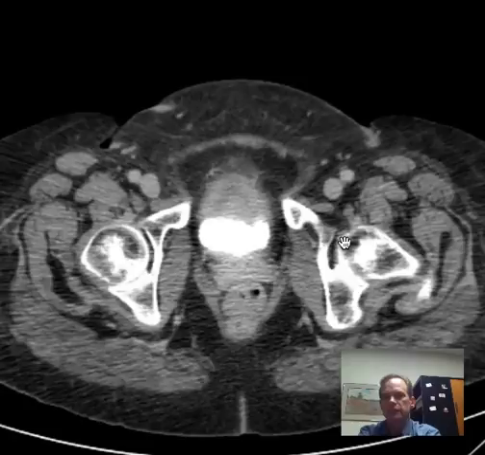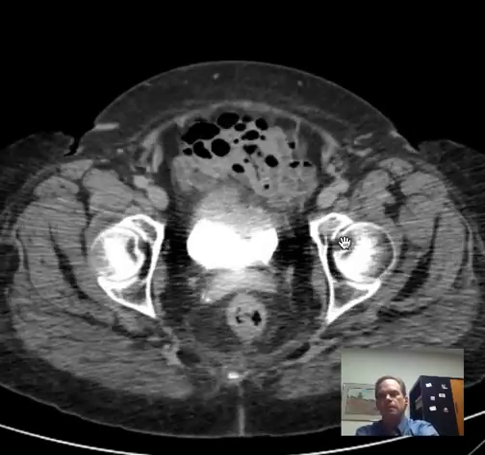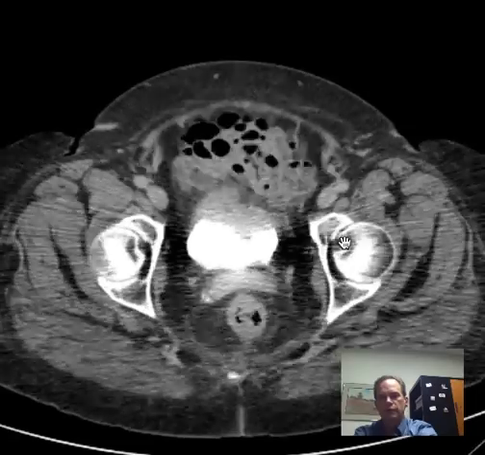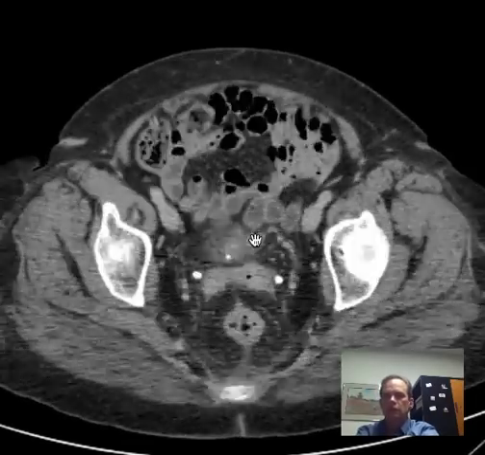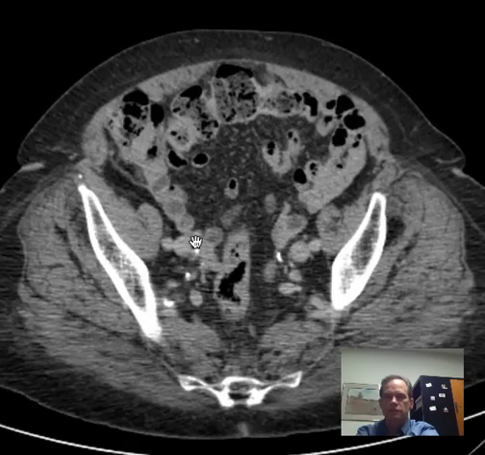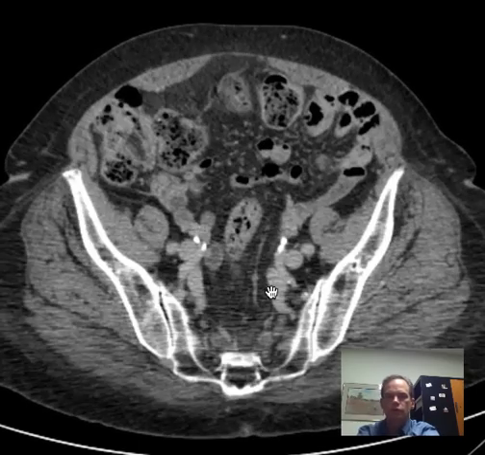So there is another finding here. Can you see it? Can you see it? And what we have here, what is all this bright white stuff in the urinary bladder? It's contrast, and here you can see the ureters on both sides.